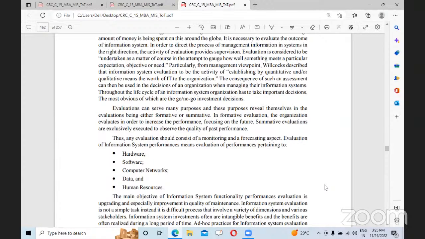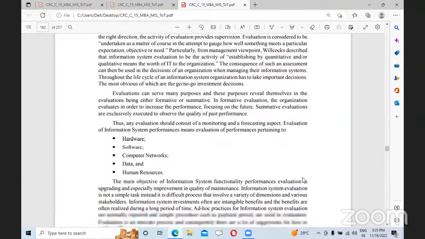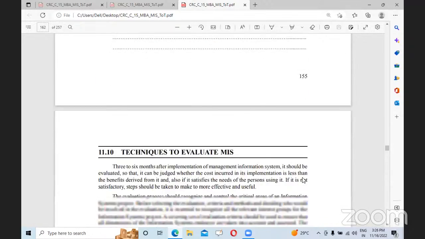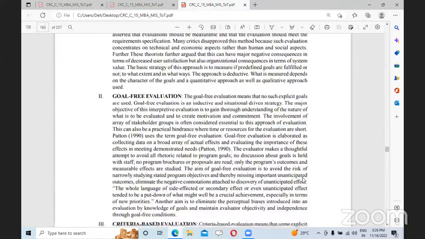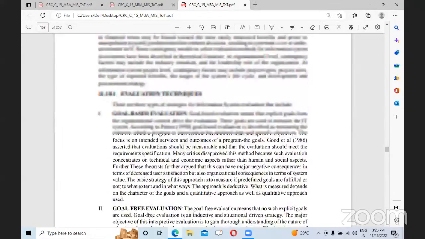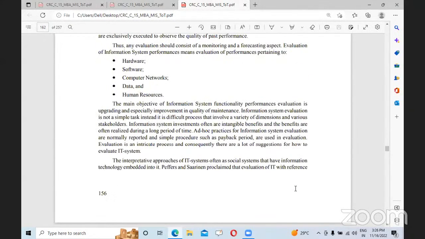Evaluation of information system performance means evaluation of performance pertaining to hardware, software, computer networks, data and human resources. These are all very important relating to the requirement of evaluation. Next point is the main object of information system functionality performance evaluation, which is upgrading and especially improvement in quality of maintenance.